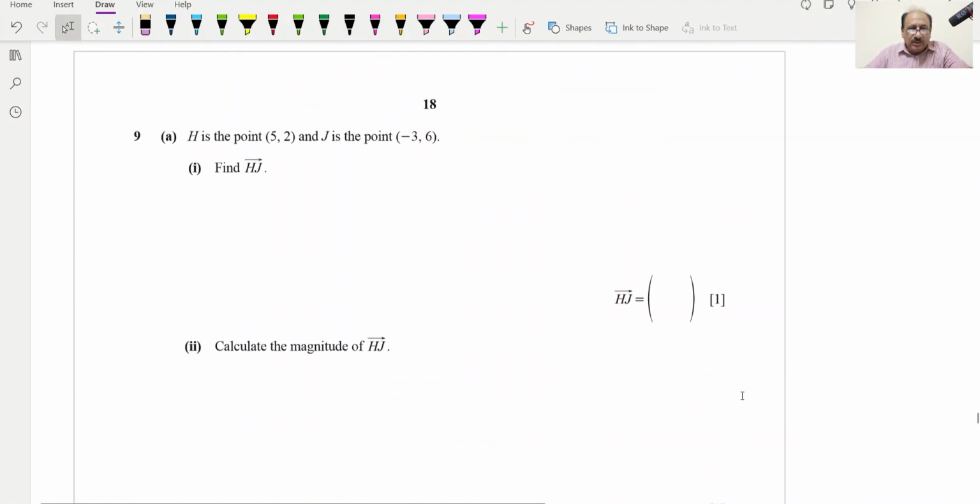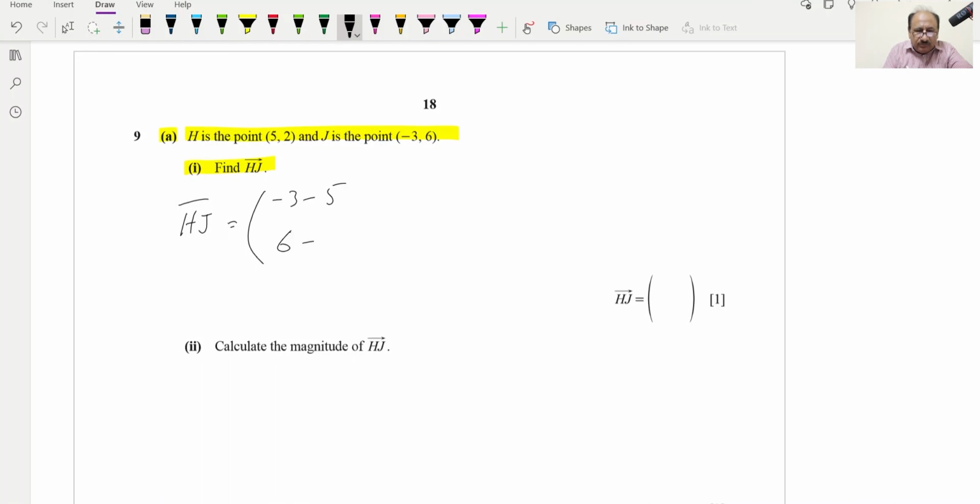Now question number 9. Question number 9 says part A, H is this point, J is this point, find HJ. So the HJ vector is required, you will have to keep in mind. So the HJ vector we will write like this, J minus H. So the X value will be minus 3 minus 5, and the Y value will be 6 minus 2, and the vector will be minus 8 and 4. This will be minus 8 and 4, 1 mark part which we have done.